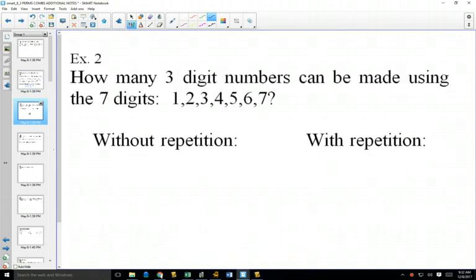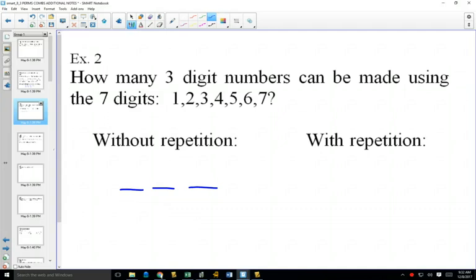Now, one of the things that comes up with the fundamental counting principle, especially with questions involving numbers, is what's the difference when you're allowed to use numbers more than once, and what's the difference when you're not allowed to use numbers more than once. So if I was allowed to use only the numbers 1 through 7, and I wasn't allowed to repeat the numbers, well, I'd have 3 decisions to make.